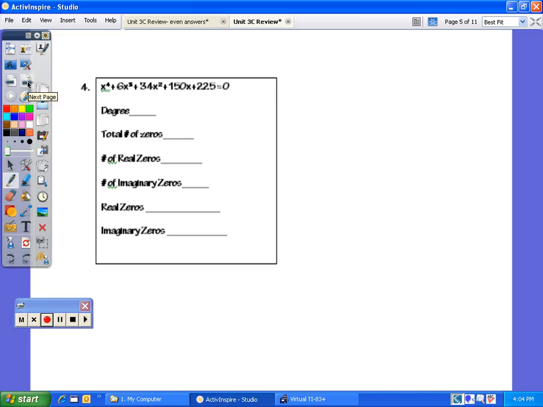Alright, number 4 has a degree of 4. There are a total of 4 zeros. So now we need to see actually how many zeros we are going to have.